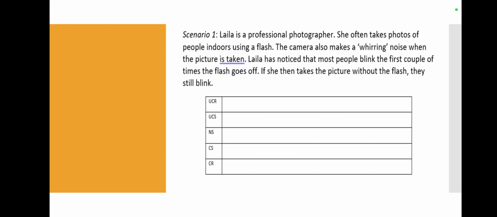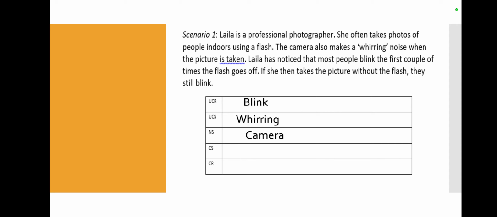Okay, so let's go through the right answers here then. The unconditioned response in this situation is the blinking, okay? It's the reflex reaction that they're having automatically towards that flash. The unconditioned stimulus is the whirring, okay? So it's actually the whirring that is causing the people to blink initially, all right? And the flash, obviously, that goes with that.